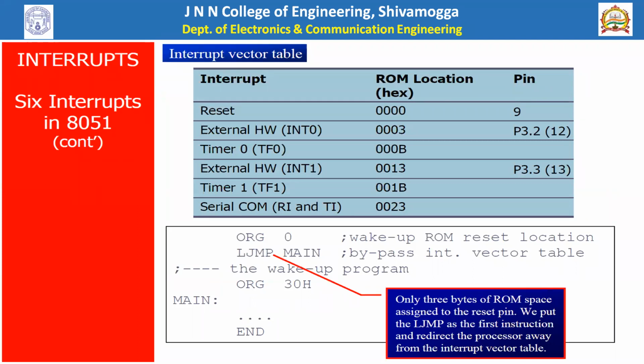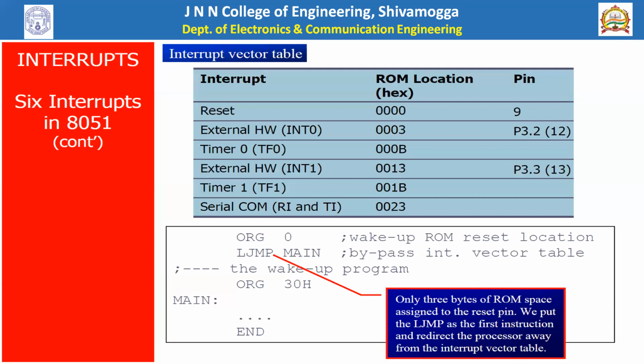The interrupt vector table looks like this. For reset, the starting address of the ISR is always 0000. Pin number is 9. If you press the reset button, a special ISR is executed which starts from 0000.